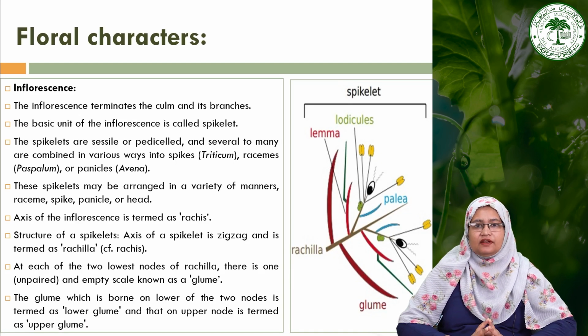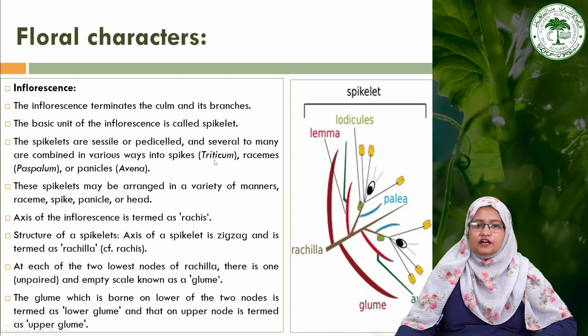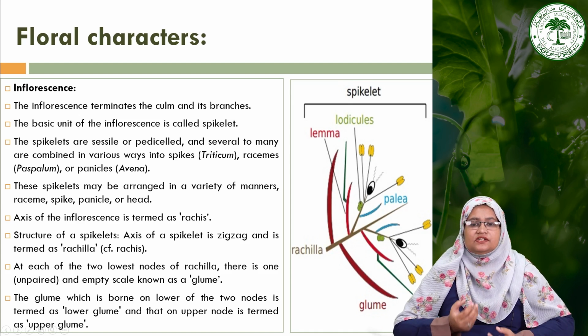Now moving towards the floral characters of the family Poaceae, the first is the inflorescence. Inflorescence in this family is terminal on the culm, and it is branched, and the basic unit of the inflorescence is the spikelet. The spikelets are sessile or pedicellate, several to many, and combined in several ways into spikes, like in Triticum, racemes like in Paspalum, or panicles as in Avena. So these units are spikelets.